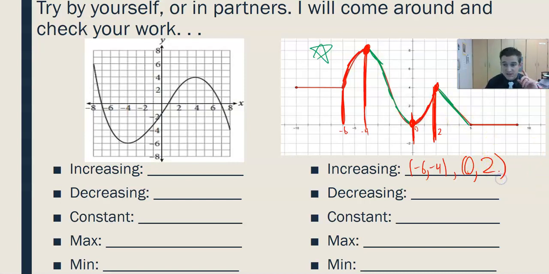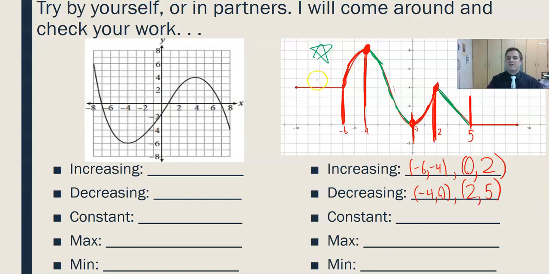Let's move on to decreasing. So I'm decreasing along this gray line, so I'm decreasing from right here at -4 to right here at 0. So I'm decreasing from -4 to 0. And then I have more green over here, so I'm decreasing again from 2 all the way to 5. So I'm decreasing all the way from 2 to 5. Okay, so I've identified all my increasing and decreasing spots.